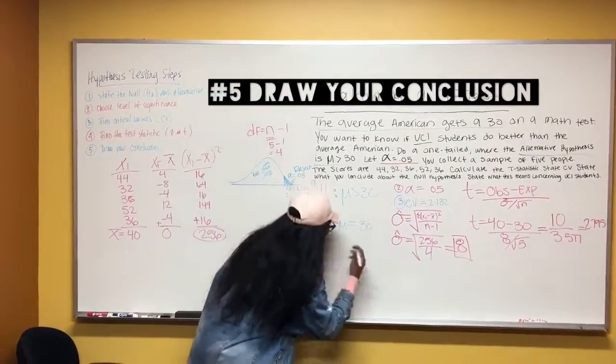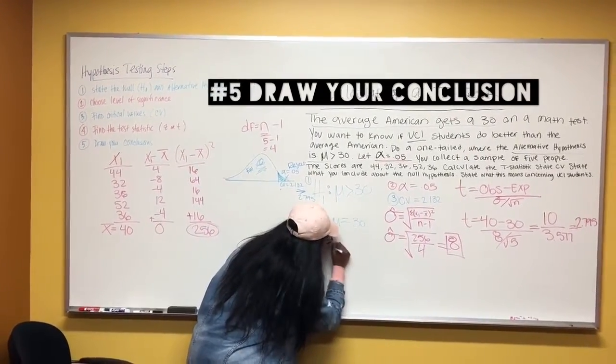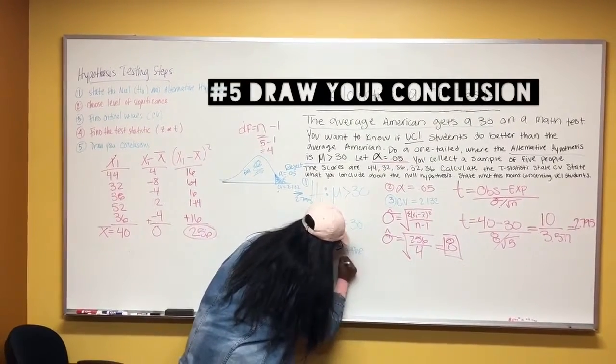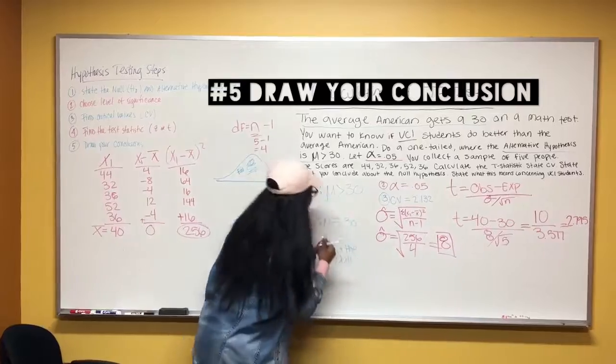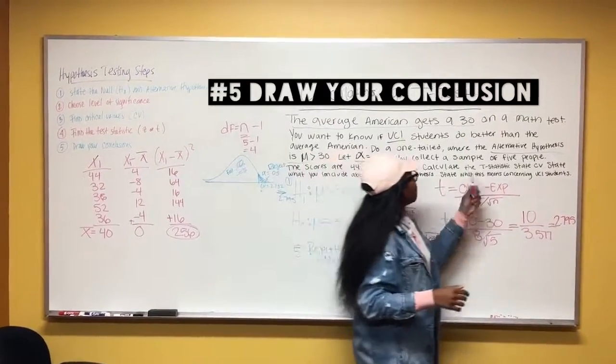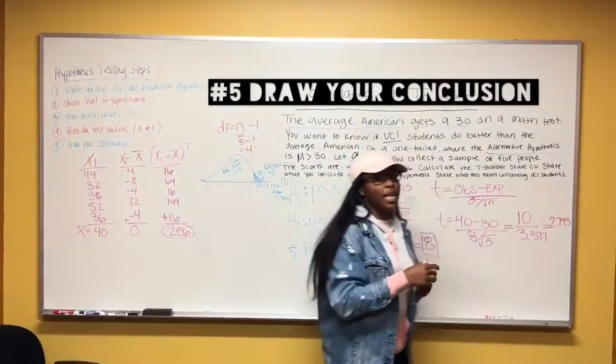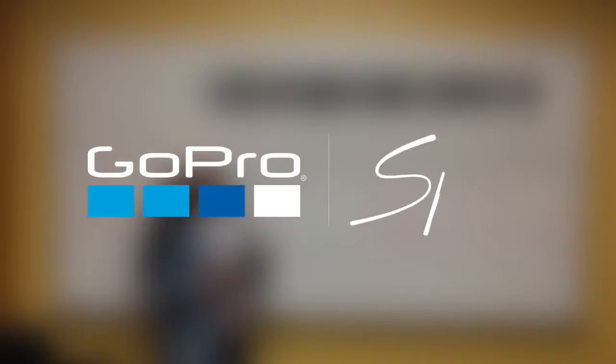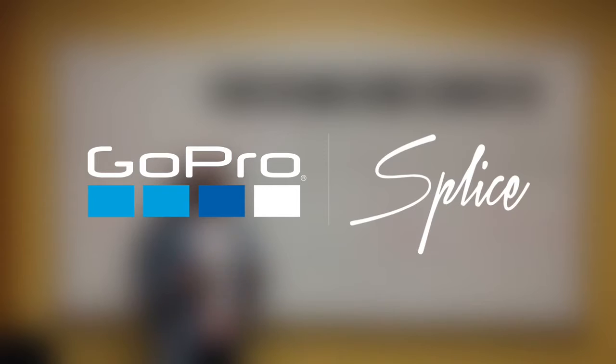So our conclusion is that we reject the null hypothesis. What we state concerning UCI students is that UCI students do better on math tests than the average American.